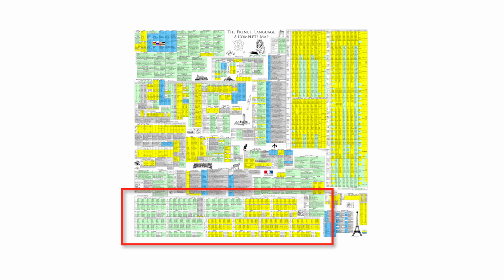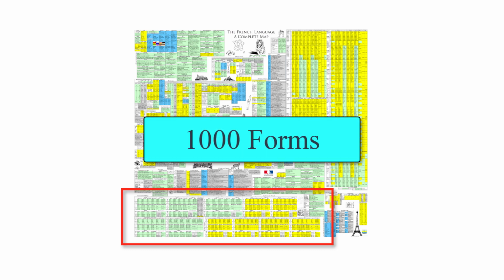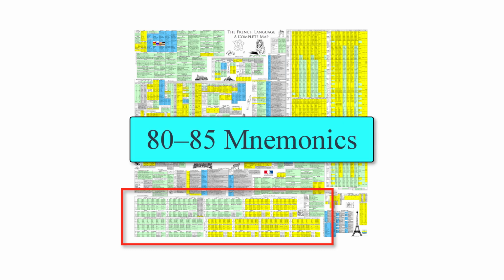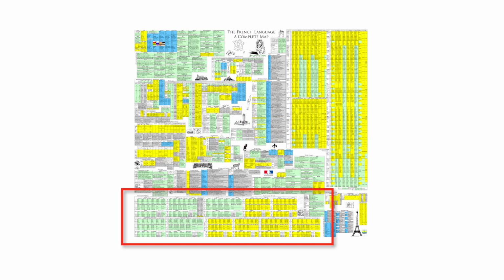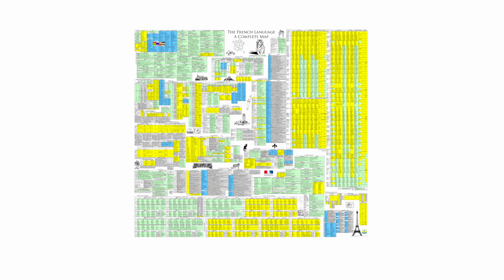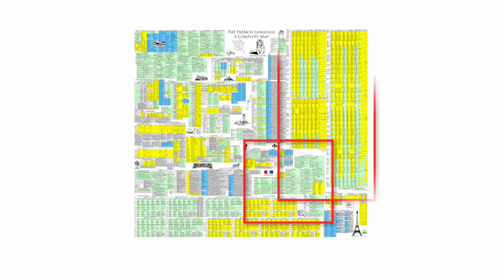The tables along the bottom comprise the regular and auxiliary system. This is the most important part to learn. In total, there are roughly 1,000 forms in this portion of the map, but you only need about 80 to 85 mnemonics in order to learn all of the details once we've got the memory palace set up. This is the part of the map that we'll be focusing on today. The other two sections are for verbal usage and for all of the irregular patterns.